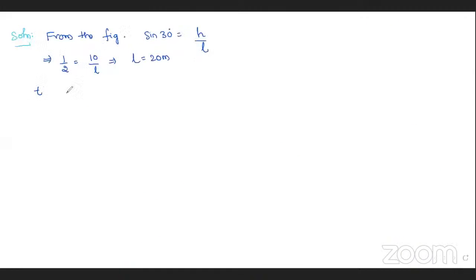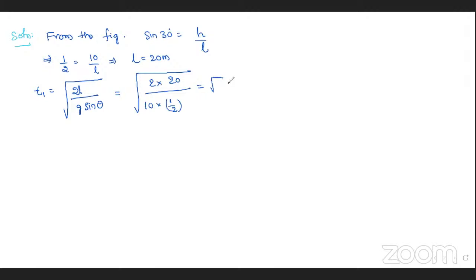T1 equals root of 2L by G sine theta. Here I write it and straight away substitute all the values. Root of 2, L is 20, divided by G is 10, sine 30 is half. So things cancel and I am getting root 8, which is equals to 2 root 2. I think a few students already posted T1 equals 2 root 2.